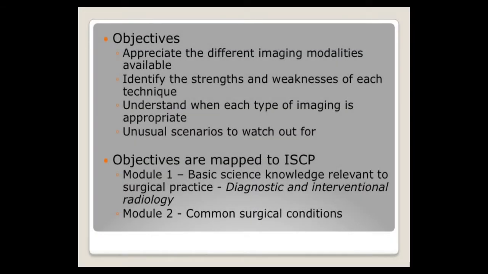Before we get started, we will just recap on the objectives that this series of podcasts aims to cover. Firstly, you need to be able to appreciate the different imaging modalities that are available for acute surgical admissions. You also need to be able to identify the strengths and weaknesses of each imaging technique and understand when each type of imaging is most appropriate. We will also include some unusual scenarios that you should watch out for. These objectives are mapped to the ISCP curriculum and include Module 1, which is basic science knowledge relevant to surgical practice, and Module 2, Common Surgical Conditions.